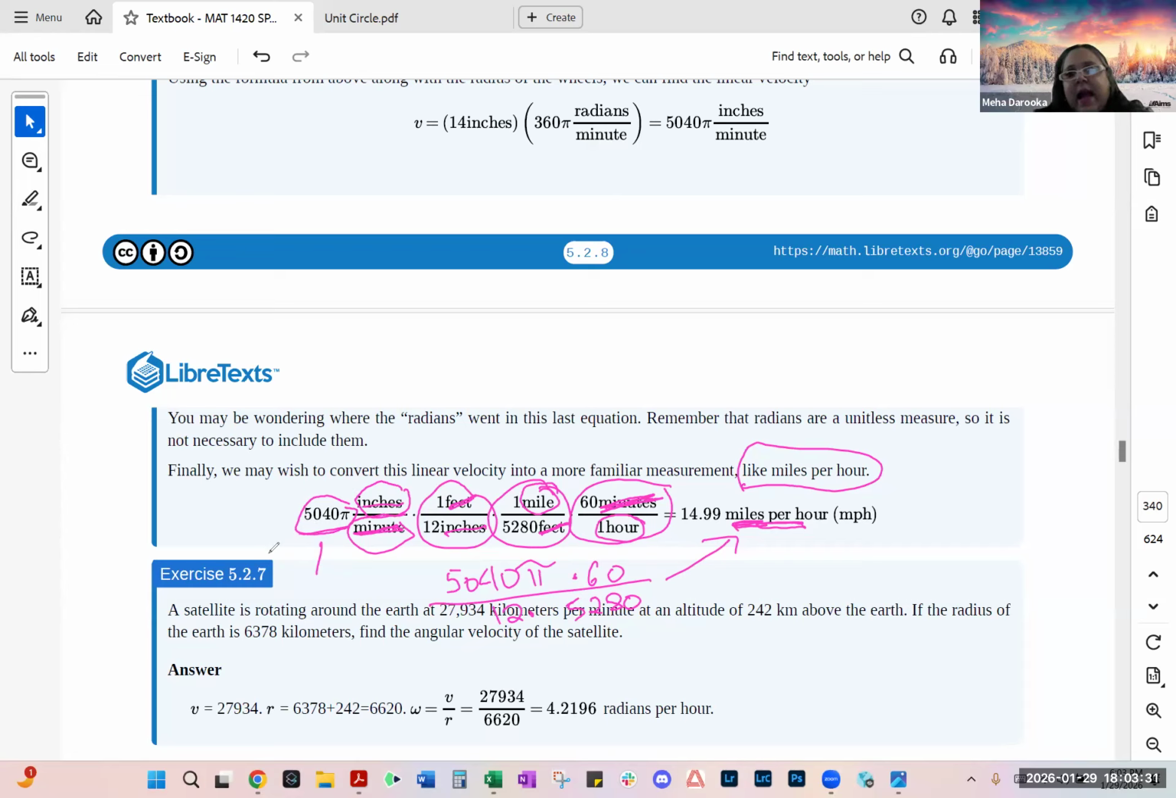So do you guys see how we came up with the speed of the bicycle moving down the road? Like where the conversions happened and how we had to use the rotation of 2 pi to initially start our calculation? Okay.